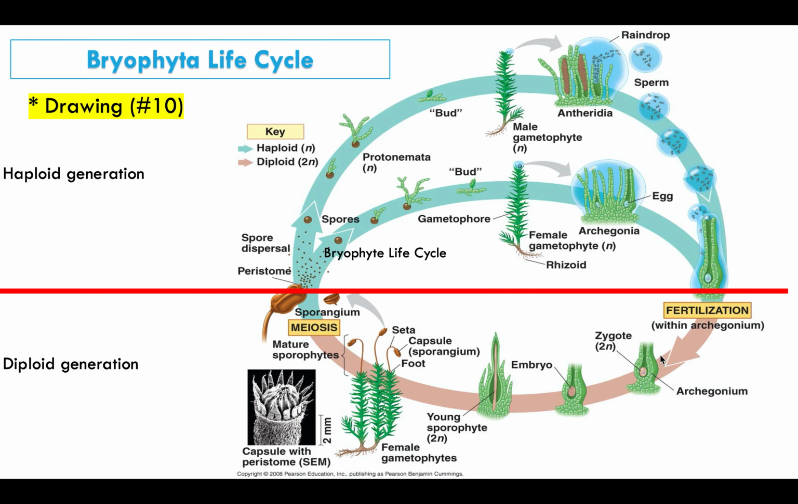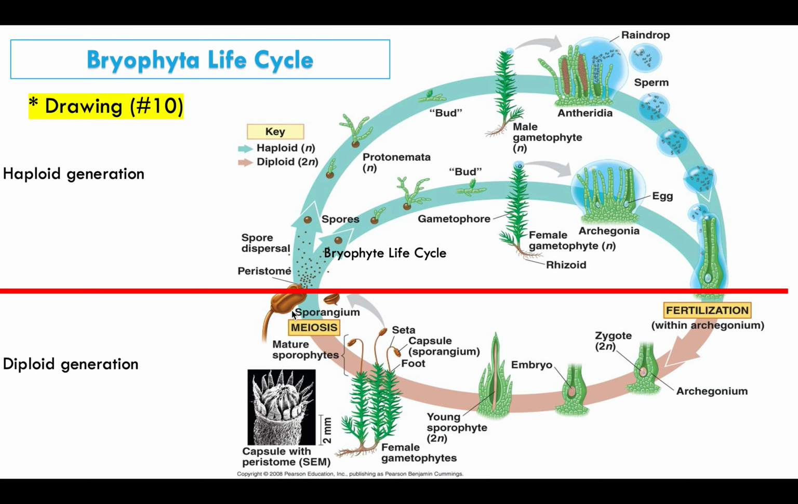Then we get a diploid zygote, which grows through mitosis into a diploid embryo, still diploid. Everything down here, below the line, is all diploid now. So the embryo through mitosis is going to grow into a sporophyte. The sporophyte is growing directly out of the archegonium. This is the female house here. So right down here where it's labeled foot, that's the base of the sporophyte, where it's growing out of the archegonium. This new structure, that's the sporophyte.